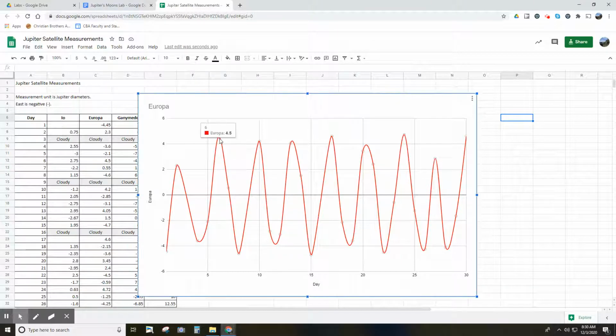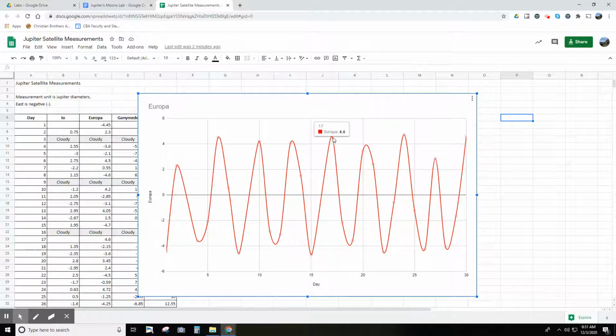If I click on the very top there, it'll actually tell you that data point is day 6, and it's at a value of 4.5 Jupiter diameters away. Okay, so that's day 6. If I click on this one, that's day 10. If I look at this one, that's day 13. If you look at this one, that's day 17, and then this one is a little bit off the peak, but that's day 20. So you can see, if you do an average, they're about 4 days apart.